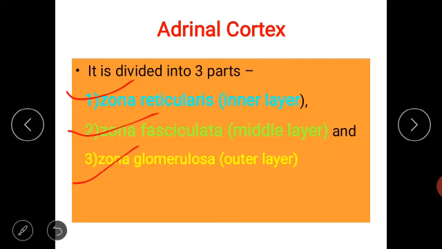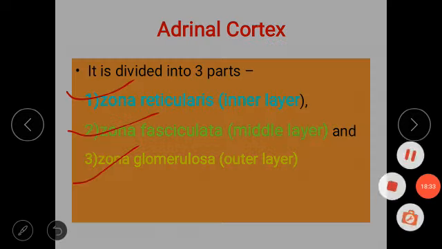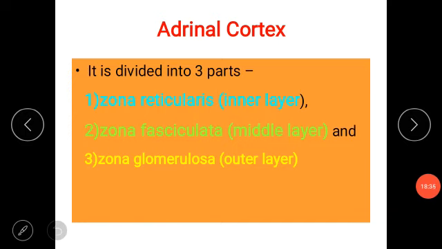Zona reticularis is the inner layer, zona fasciculata is the middle layer, zona glomerulosa is the outer layer. These are the three important zones, or the three layers, of the adrenal cortex: zona reticularis, inner layer; zona fasciculata, middle; and the outermost is zona glomerulosa.